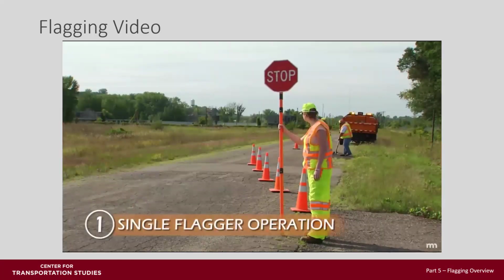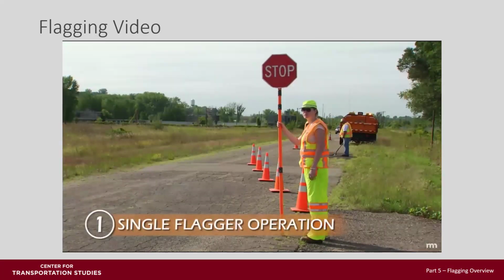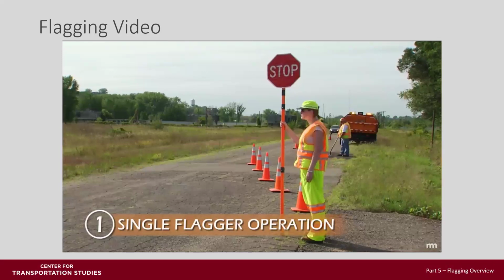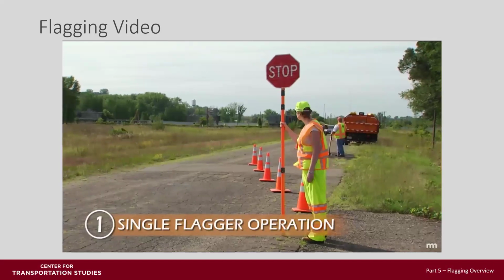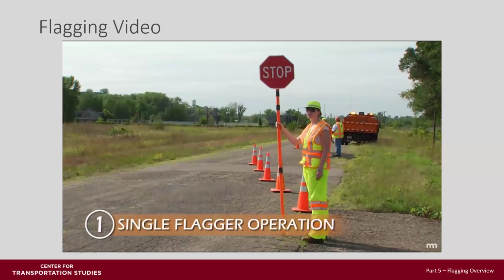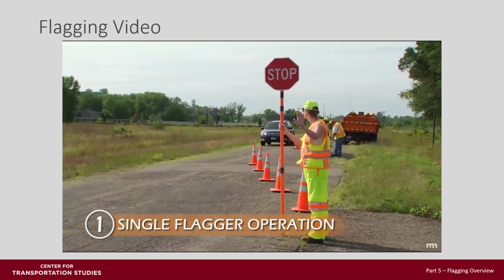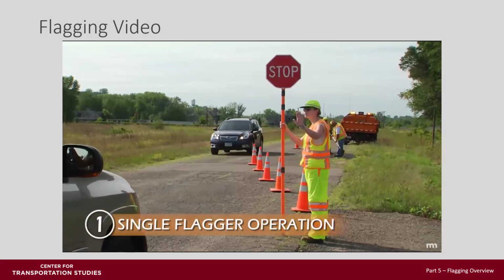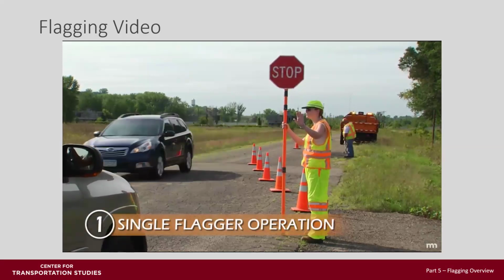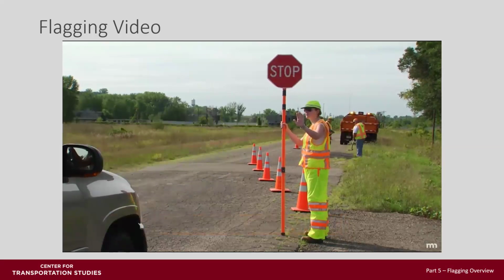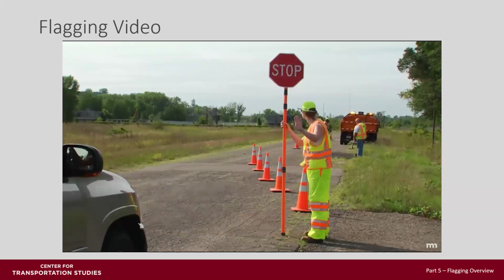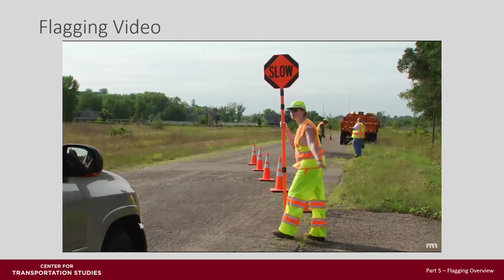The first situation is a single flagger operation. Sometimes only one flagger is needed to control traffic on a low-volume, 2-lane road. Where only one flagger is used, the work area must be short and on a straight section of roadway. The flagger must be visible to approaching traffic from both directions. In this situation, the flagger is positioned in the closed lane at the beginning of the taper.